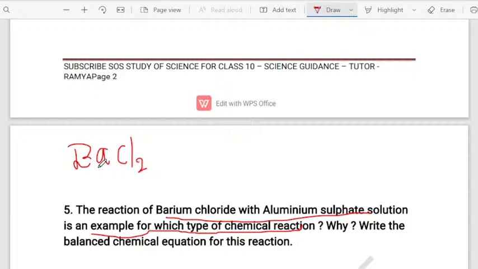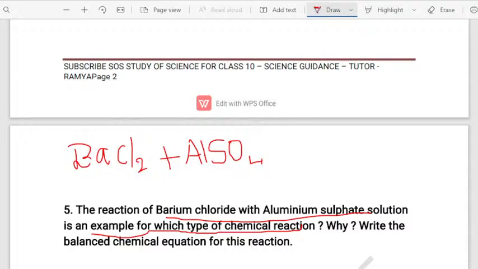BaCl2. The reaction of barium chloride with aluminium sulfate, Al, aluminium, SO4 is sulfate, aluminium sulfate, is an example of which type of reaction? I told you, dear students, maximum are answering. First answer is given by Pallavi, followed by Balraj, Pratima, Pranam, Hanumish, Spurti, Bhumi, Umesh, Varun.